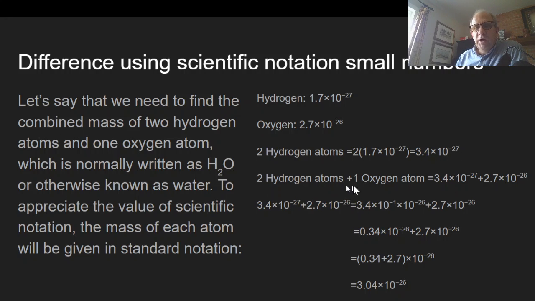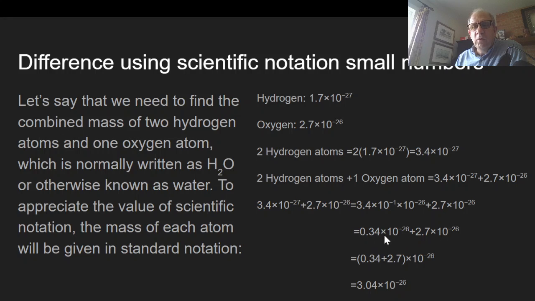I'm going to add the 2 hydrogen plus the 1 oxygen. So I've got my 3.4 times 10 to the negative 27 plus my 2.7 times 10 to the negative 26. I can't add these together because they're different powers of 10. But I can split this 10 up into 3.4 times 10 to the negative 26. There it is. And then negative 1. So I got negative 26 and then negative 1.